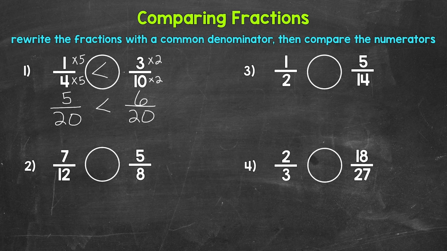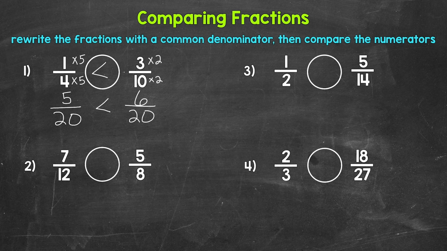Now, before moving on to number 2, I do want to mention we used the least common denominator of 20 here. But if we were to use another common denominator, for example, 40, that will still give us the correct comparison. So if we happen to use a common denominator other than the least common denominator, we will still be able to compare the fractions as long as we rename correctly.